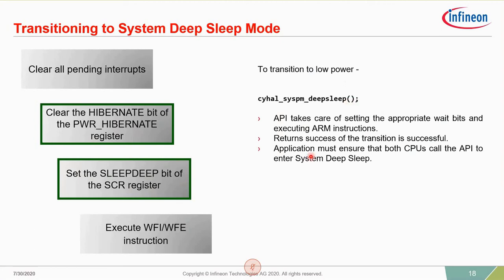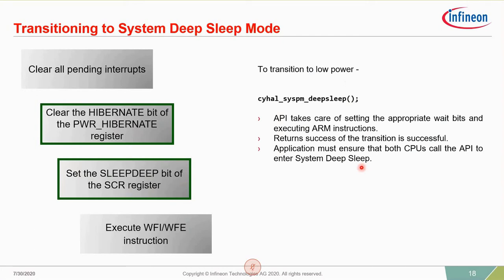And if any CPU gets an interrupt, then the device will not transition to system deep sleep and instead remain in system low power or system ultra low power mode itself. So the application must ensure that both CPUs call the API to enter system deep sleep.